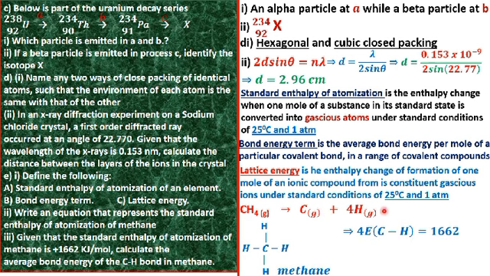So 4 times the bond energy, that's the carbon to hydrogen bond energy, has to give us the enthalpy of atomization, which is equal to 1662. If we divide all through by 4, the energy we are looking for is 415.5 kilojoules per mole. Great. So that's the solution.